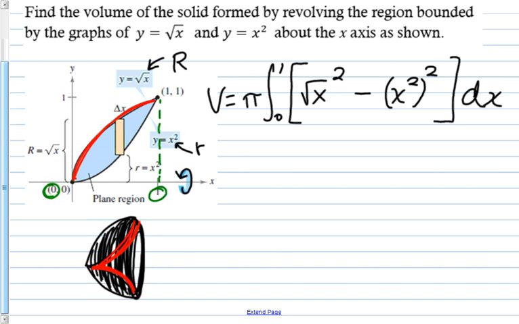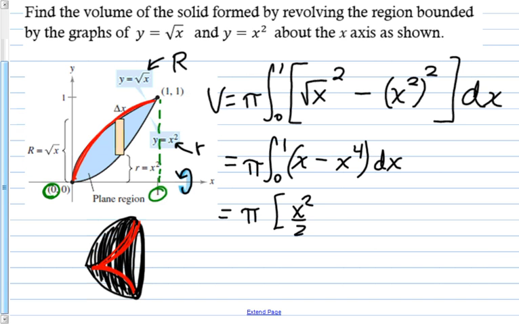All right, so square root of x squared is so beautiful because it just becomes x. X squared squared is x to the 4th, right? Because it's 2 times 2. And then dx, and so go ahead and integrate. So x squared divided by 2 minus x to the 5th divided by 5, and evaluating it from 0 to 1. So obviously when you plug in 0, you get nada. When you plug in 1, you get 1/2 minus 1/5.